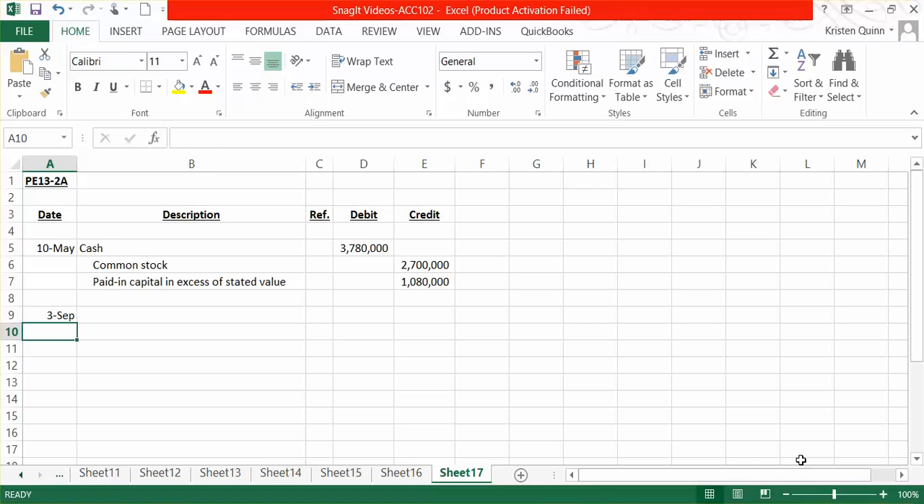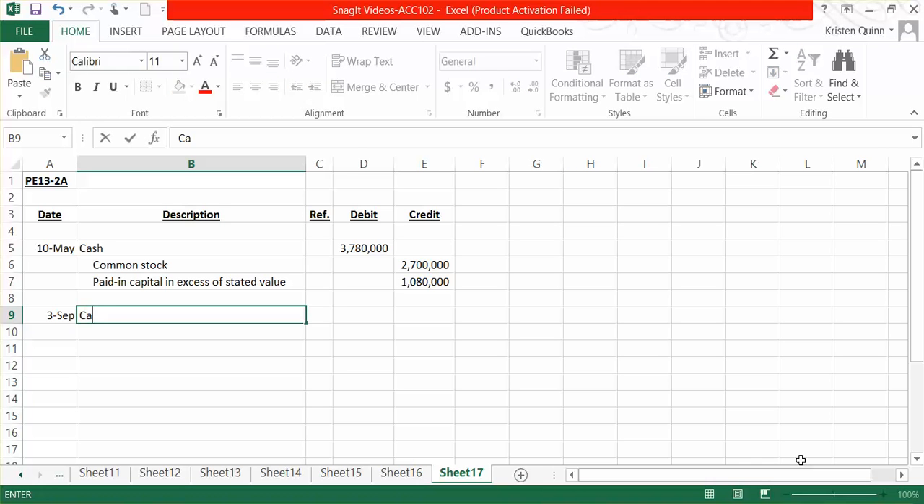We have our next entry on September 3rd. On September 3rd, we are issuing at par 36,000 shares of preferred 1% stock that has a $25 par. Remember that 1% value that's associated with our preferred stock is only ever used when deciding how we divide out our dividends. They're telling us that we're issuing it at par, which means the selling price and the par value are equal. Again, they tell us that we're issuing it for cash.